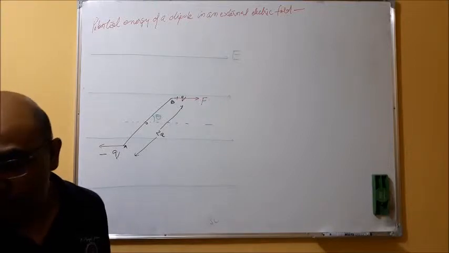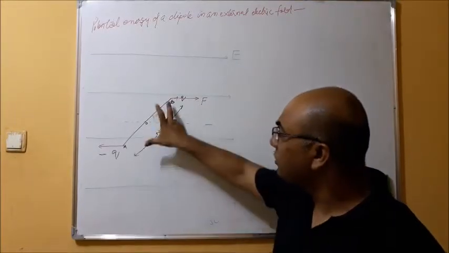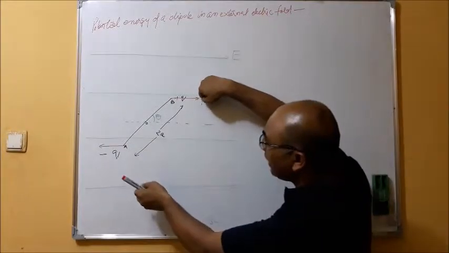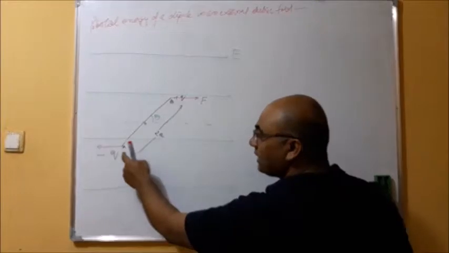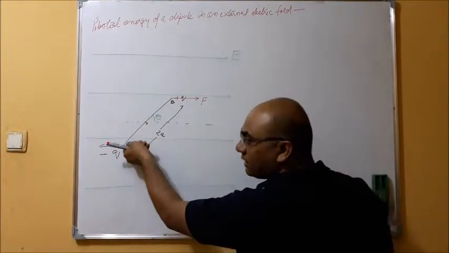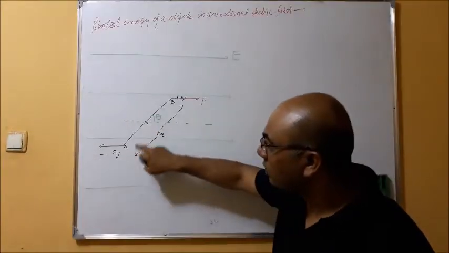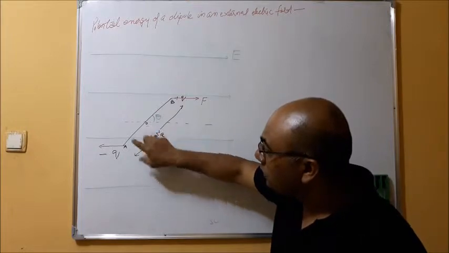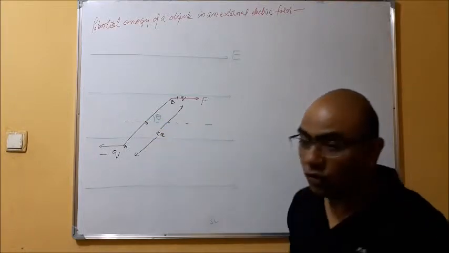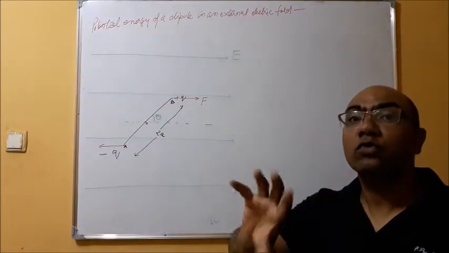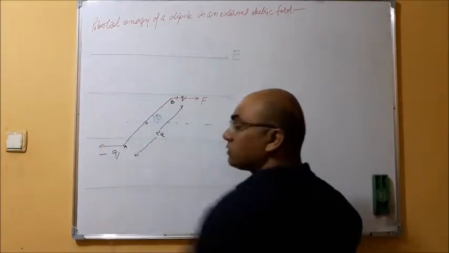Is it fine? So you see, because of these two forces, what will happen to this dipole? This force will try to move point B in this way, while point A will try to move in this way. So two equal and opposite forces are acting on this dipole. Due to these two equal and opposite forces, at the point O, it will start rotating.